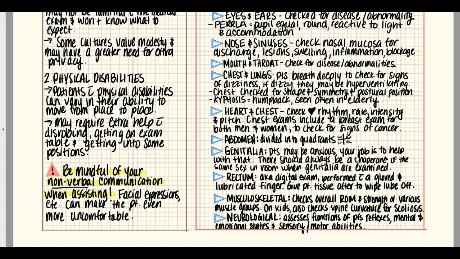So your job is to help try to ease that anxiety, and also make sure that if you are not the chaperone, that there is a chaperone in there of the same gender as the patient when the genitalia are examined. And we talked about that a little bit ago about why that is necessary.